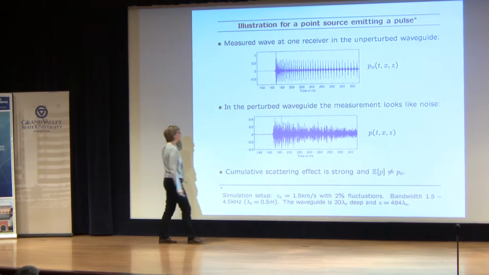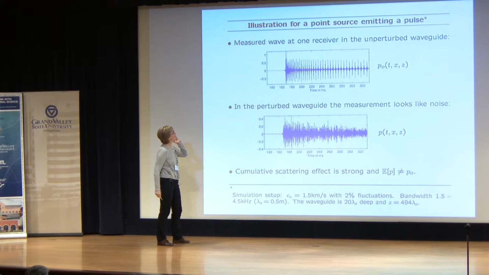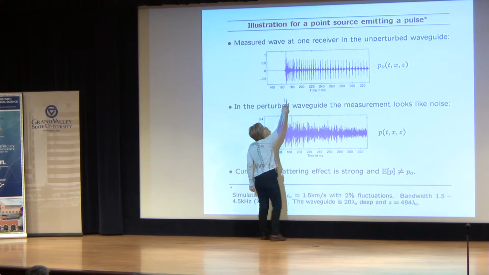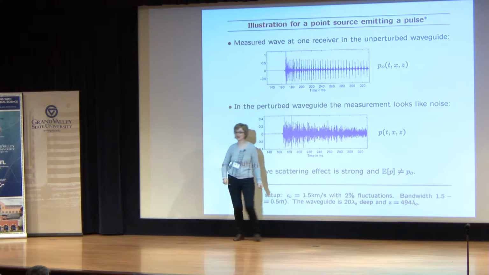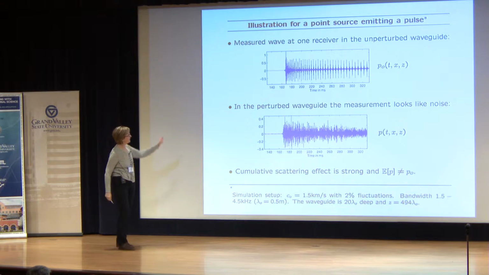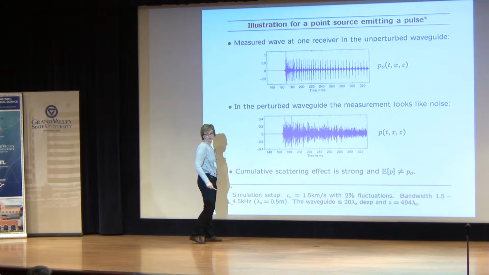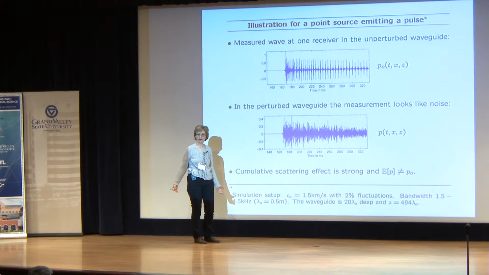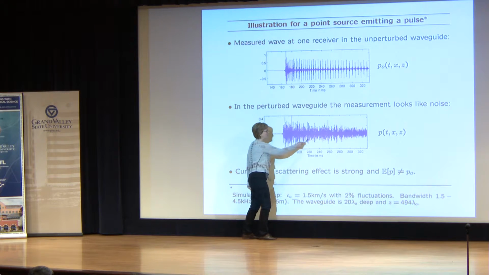So this is how the signal looks at one receiver in the array when you have a source which emits some pulse. What this receiver is going to see is a signal like this, which is just a train of pulses. This is the arrival of the many modes in the waveguide. You can clearly see the pulses as they arrive. Now here is the same source emitting the same signal at the same distance from the source to the array, in a waveguide where we have a random medium. So this is how the signal looks.